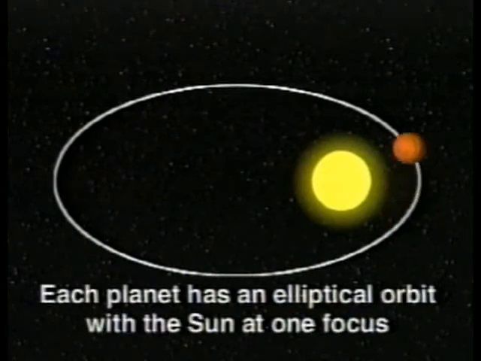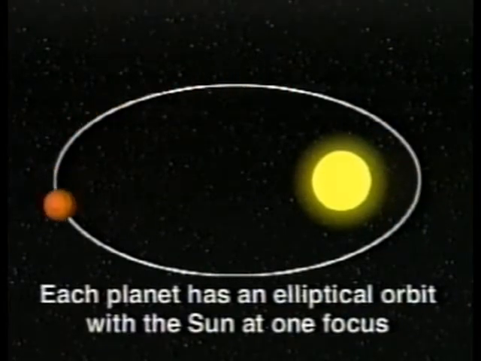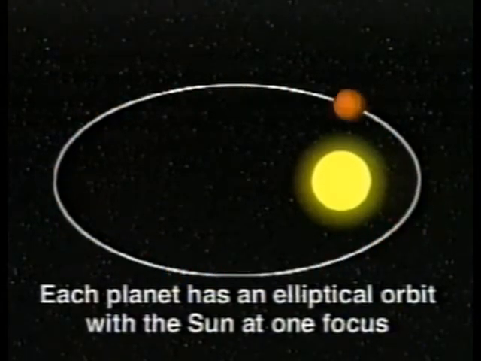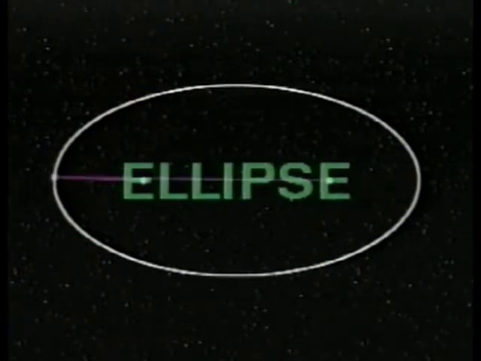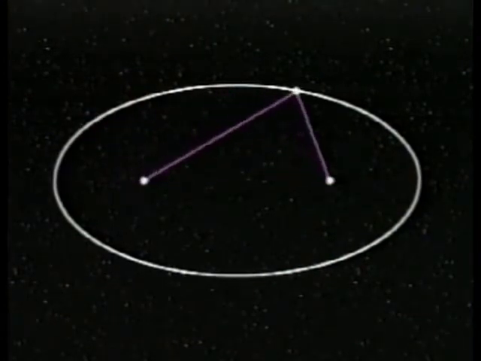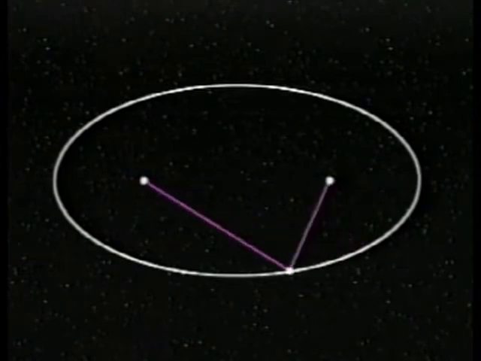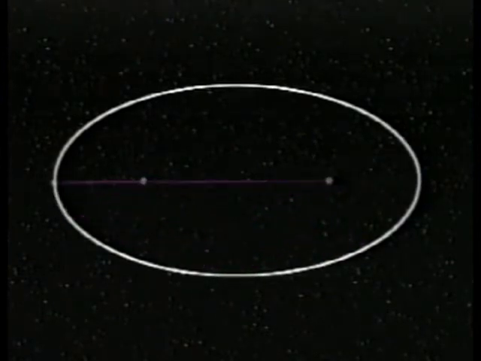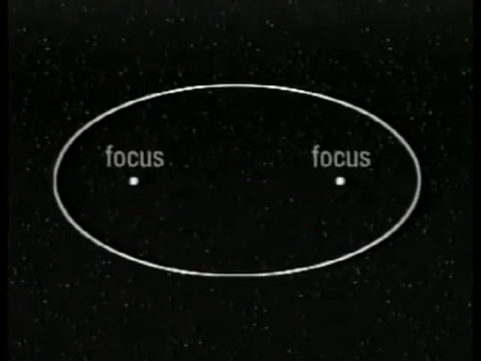Kepler's first law is that each planet has an elliptical orbit with the Sun at one focus. An ellipse is a plane figure such that the sum of the distances from any point on the figure to two fixed points in the plane is constant. Each fixed point is called a focus.